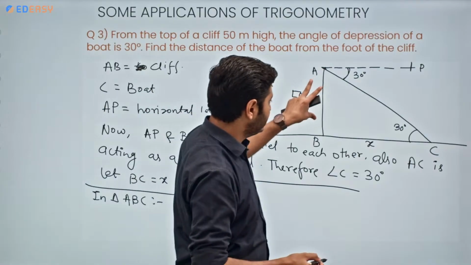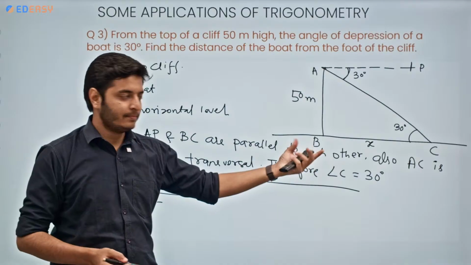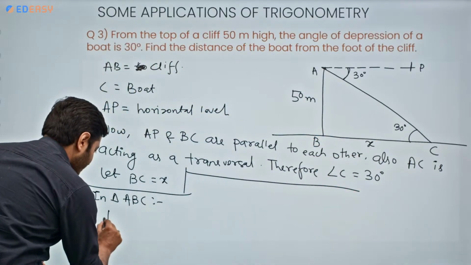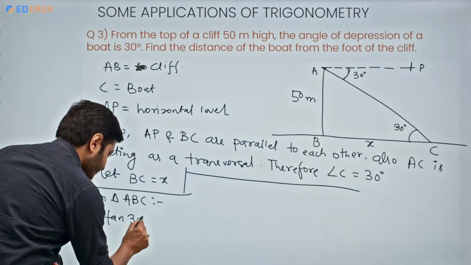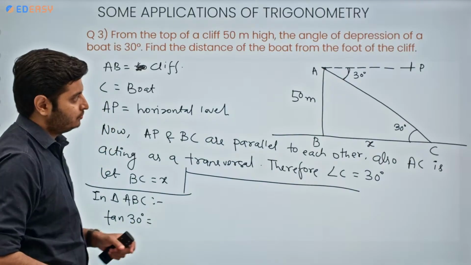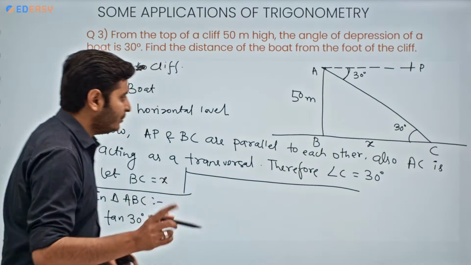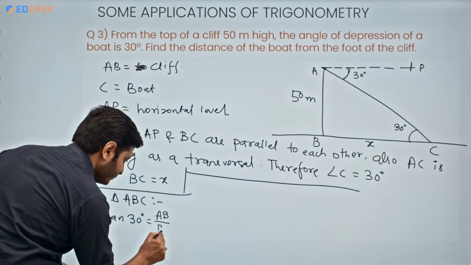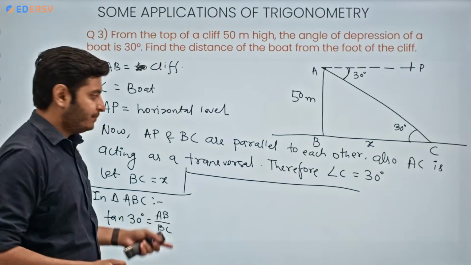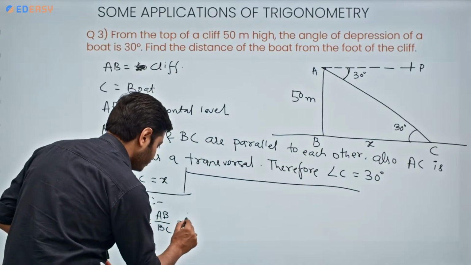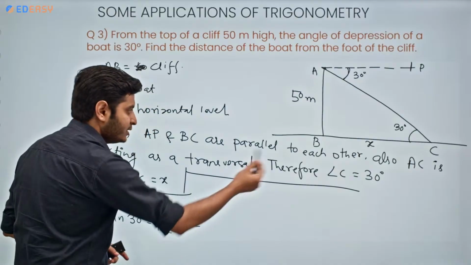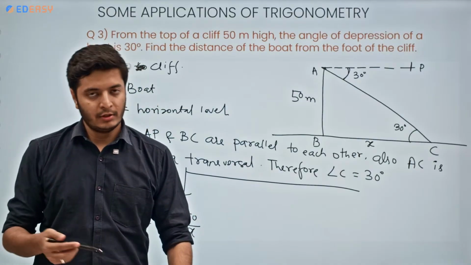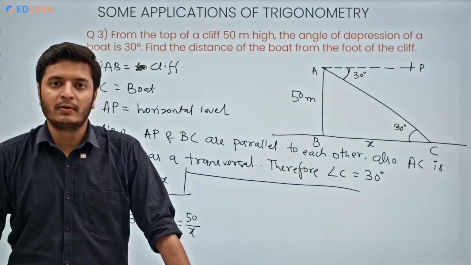again, we are dealing with perpendicular and base. So, I will use tan 30 degrees. Tan 30 degrees is equal to perpendicular AB by base BC. AB is equal to 50 meters, so 50. BC is equal to X. What is tan 30 degrees? If you know the value, well and good. That is 1 by root 3.